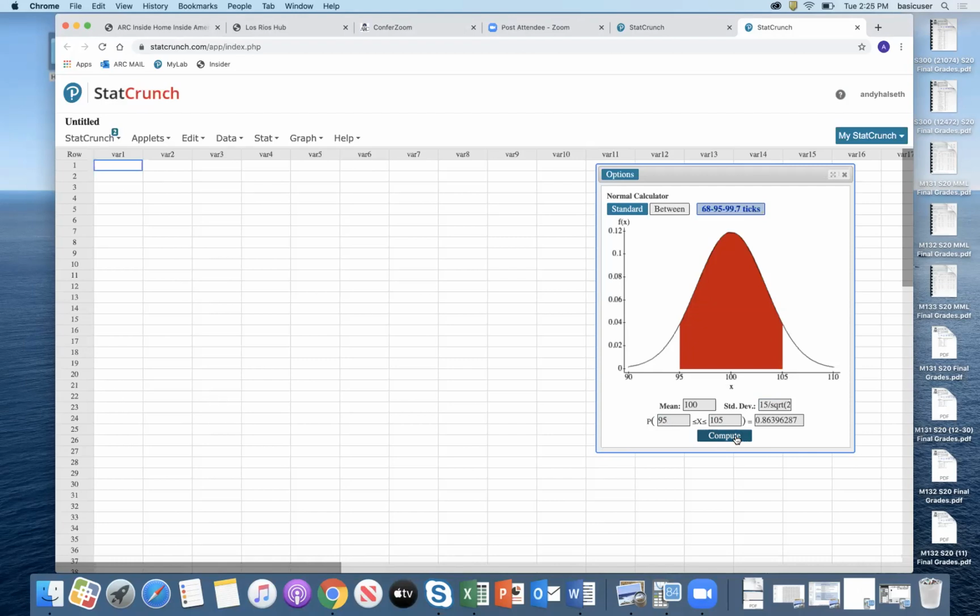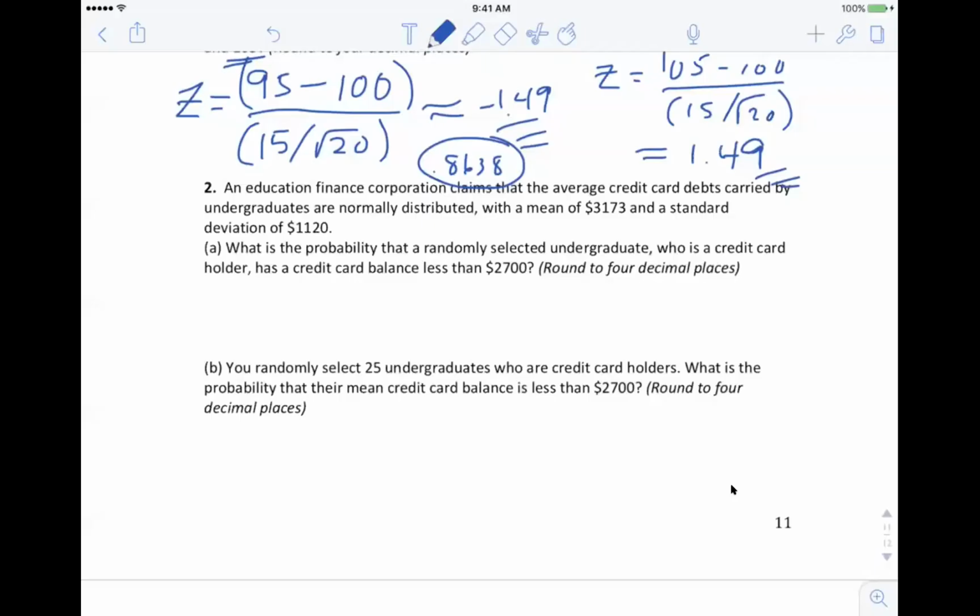Okay, so let's try one more of these and see if we've got this. I'm going to do it the StatCrunch way. Oh, I could do both if you want. So let me get the handout back up here. So we have some things I'm looking for in this problem.